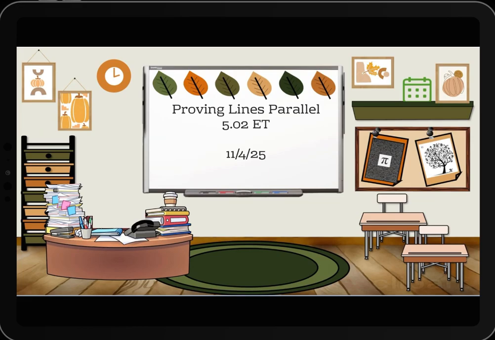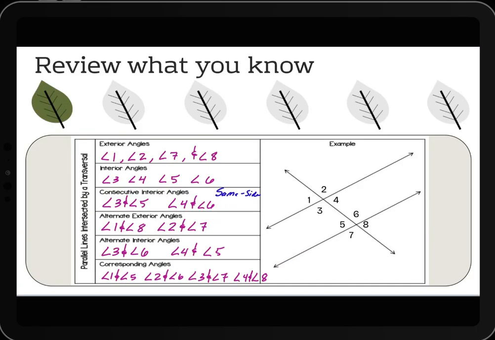Alright, we are proving lines parallel, lesson 5.02, exit ticket. Let's review what we talked about in 5.01 with transversals and parallel lines. You want to recognize the different types of angles and the angle relationships that we can have.